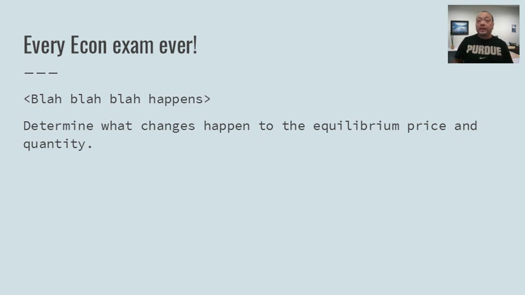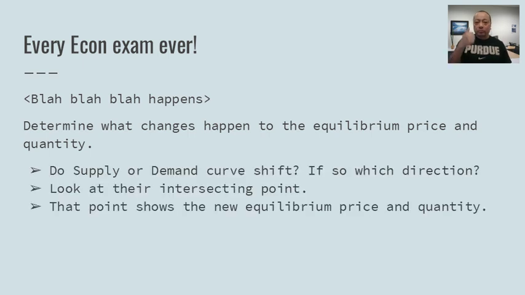Just so you know, I can almost guarantee that every econ exam will include a question like this. Such and such thing happens, determine what happens to equilibrium price and quantity. You will have to figure out what happens to the supply curve. Does it stay still or does it shift? Which way does it shift? Same with the demand curve. And then find the point where the new curves intersect. Answer the question about the new equilibrium price and equilibrium quantity. All right?